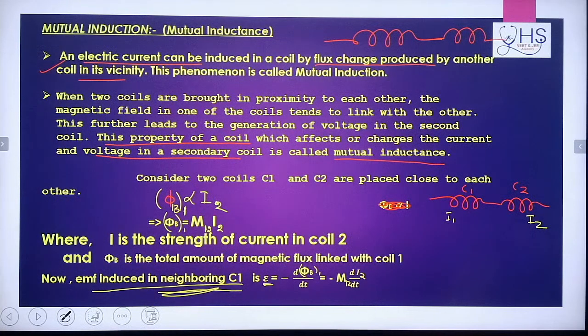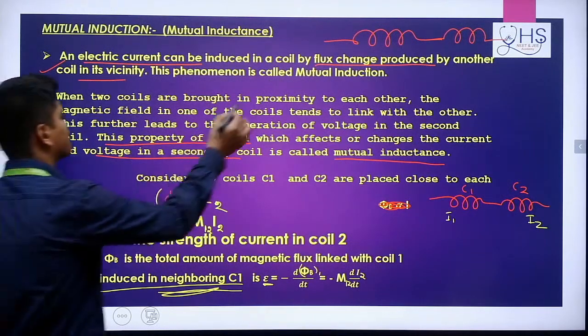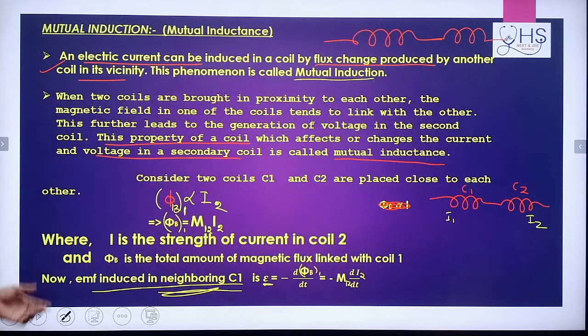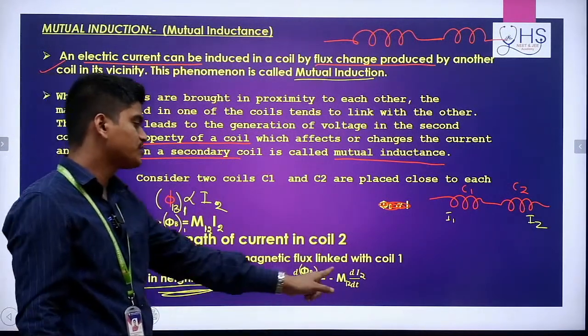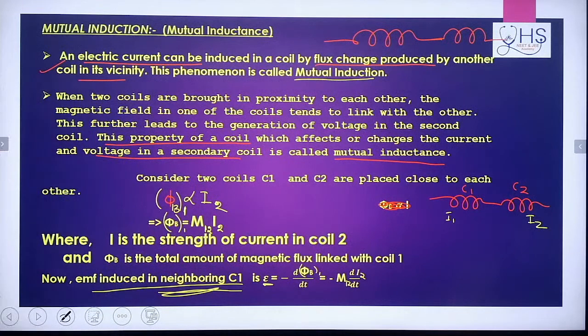So this property of the coil is called mutual inductance, and this phenomenon is called mutual induction. You can pause the video and write the notes. I'll go to the next thing, just to understand another way in which we can explain mutual inductance M.